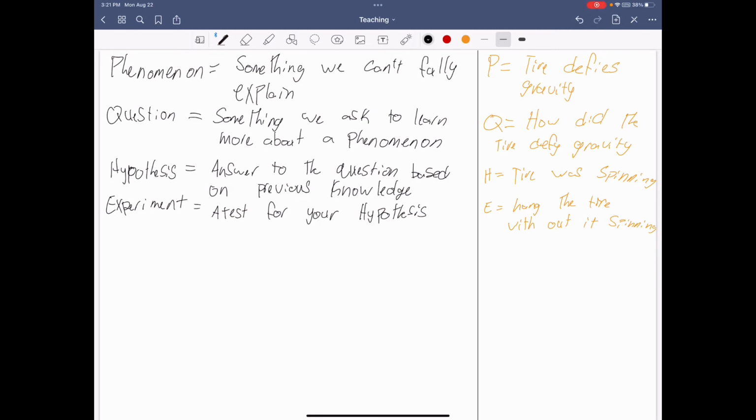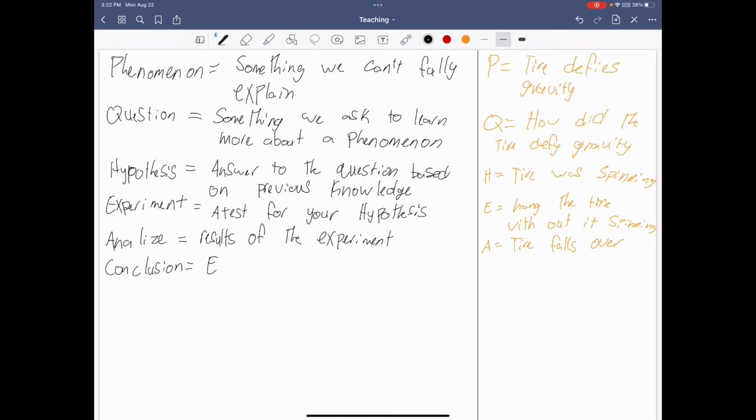Okay? Then we need to analyze. Okay, analyze or analysis. Okay, so this is the results of the experiment. Okay, so we try and hang the tire without it spinning. If we do that, we see that the tire falls over. Okay. Then we have a conclusion.